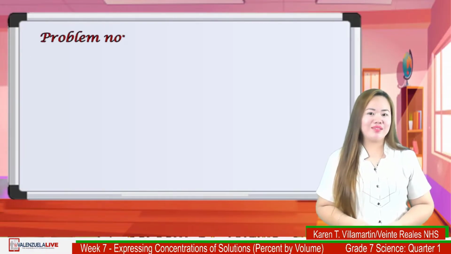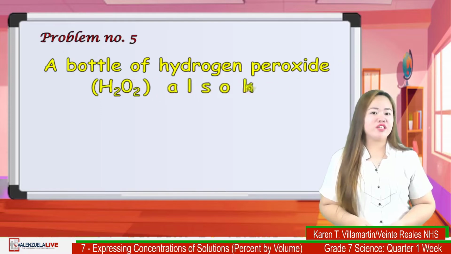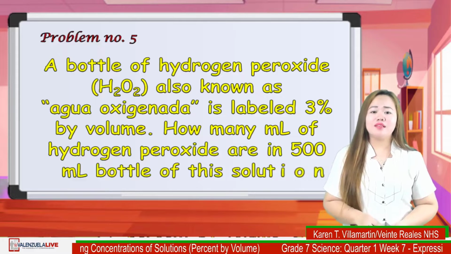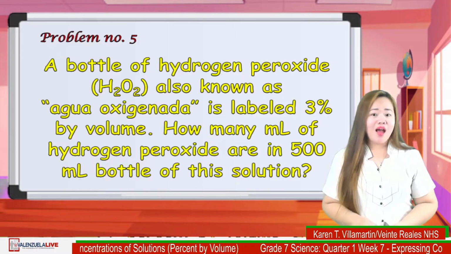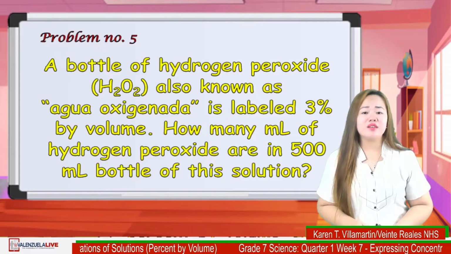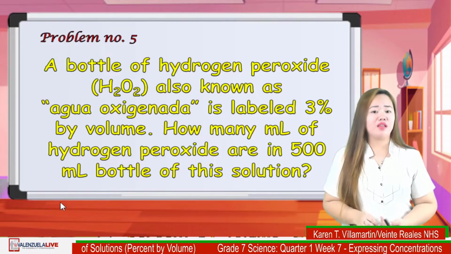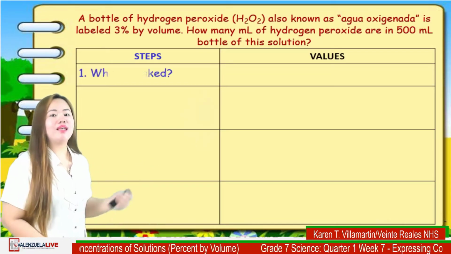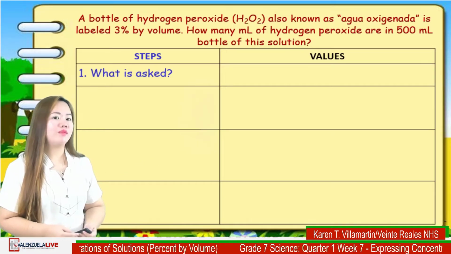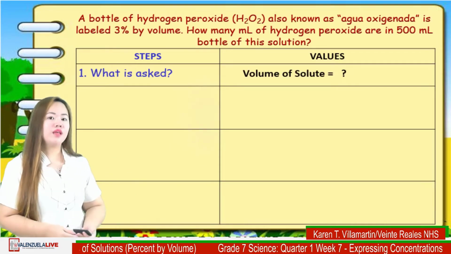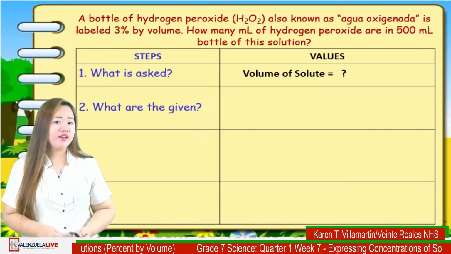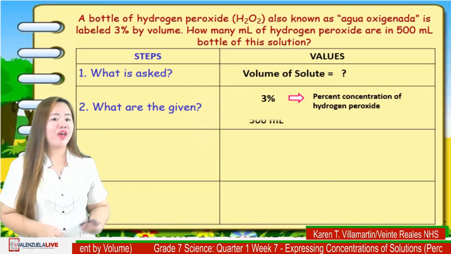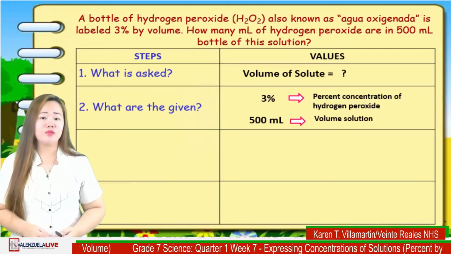Problem number 5. A bottle of hydrogen peroxide, also known as aqua oxinada, is labeled 3% by volume. How many ml of hydrogen peroxide are in a 500 ml bottle of this solution? Notice that what is being asked in this problem is the volume of solute. Then, the given are 3% concentration of hydrogen peroxide and 500 ml volume of solution.